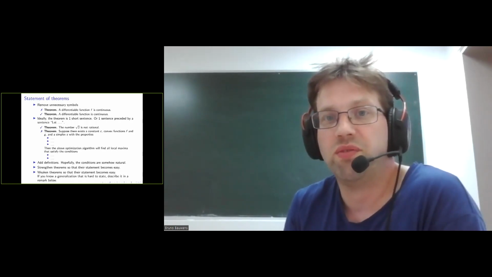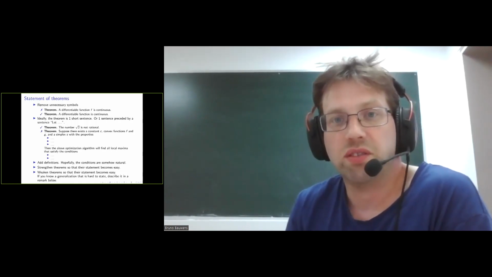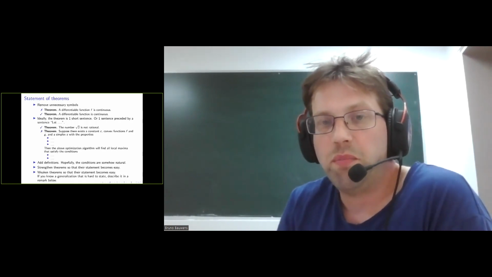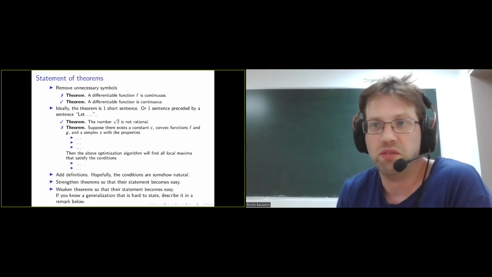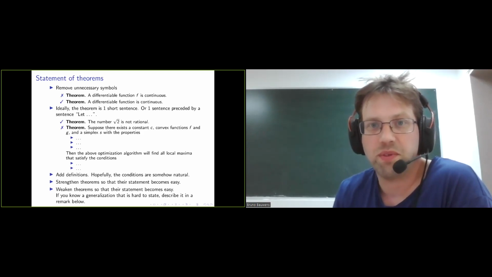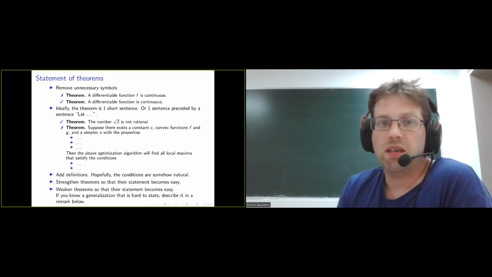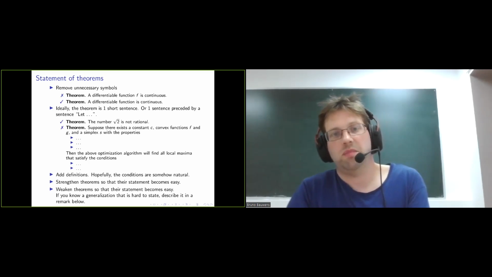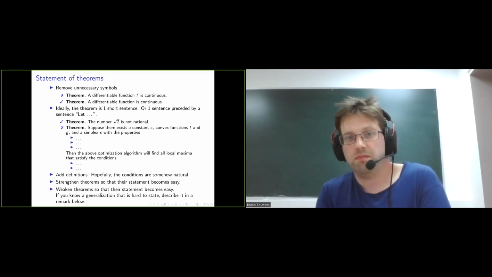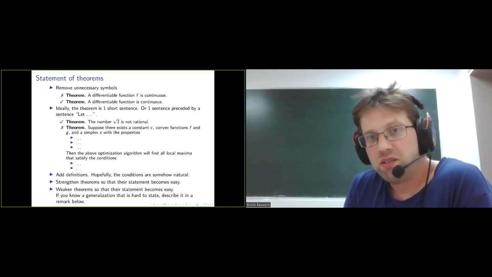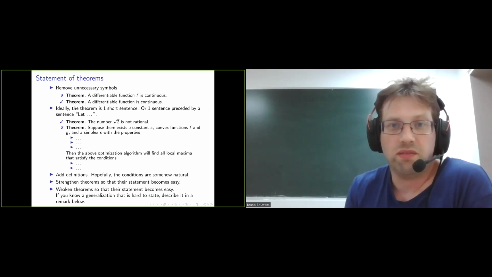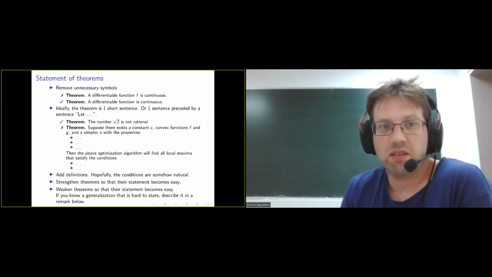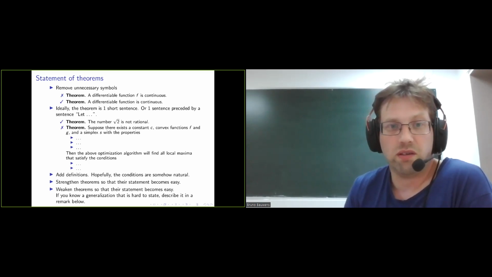For example, everyone knows a differentiable function, f is continuous. But note that in the statement of the theorem, f is used only once. So you can just drop it and it becomes already more beautiful. A theorem should be one short sentence. Now, if you cannot create one short sentence, then it means that if your theorem is interesting, you should give some extra definitions first. So the definitions should contain the longer sentences.